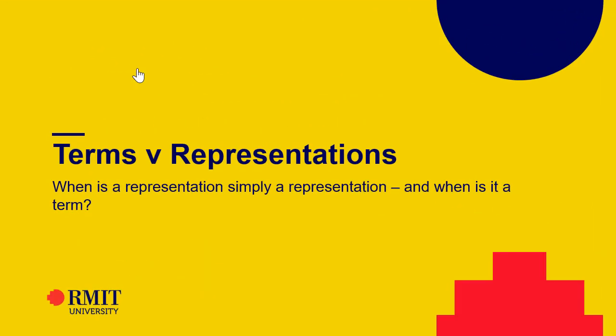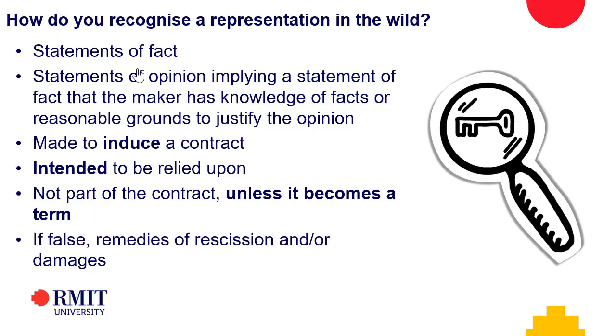I want to really focus now on the difference between a representation that is a term and a representation that is something else, that doesn't have a promissory value. So, how do we work out what a representation is, understanding that some of them are terms and some of them are not? Often representations will be statements of fact. Sometimes they'll be statements of opinion. So a statement of opinion about a fact, often saying that the person who's making that statement has some knowledge or some reasonable grounds to give the opinion.